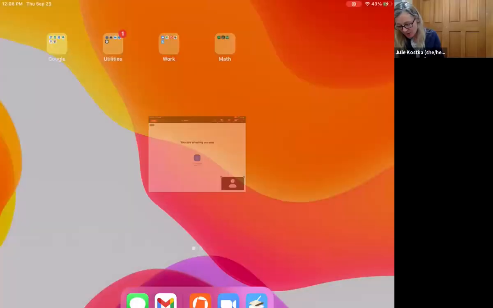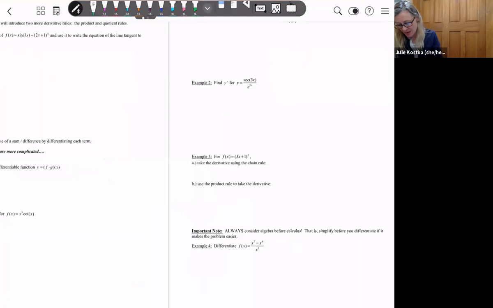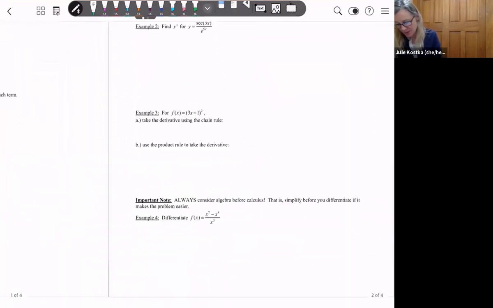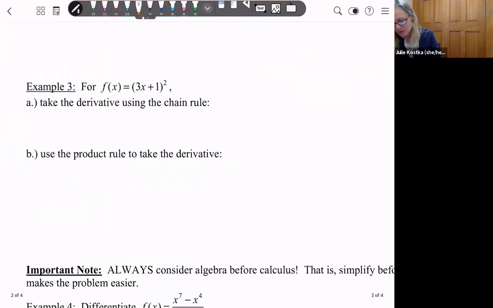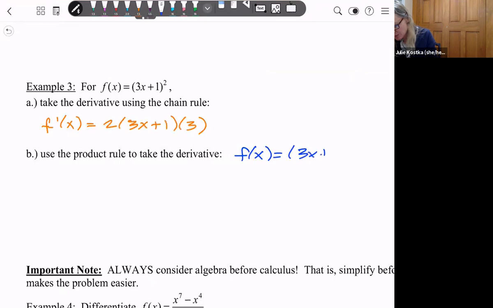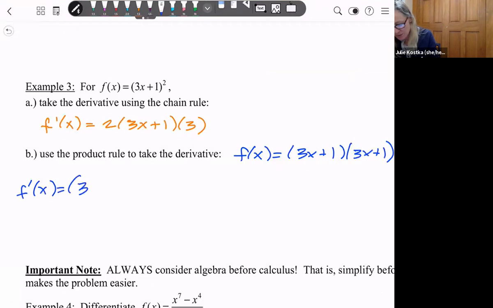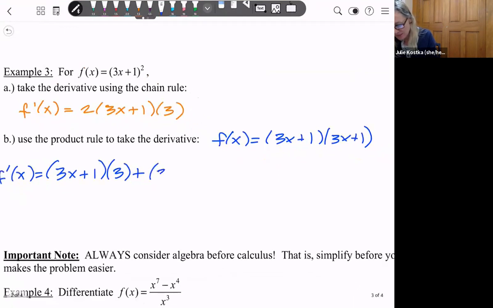So good, cool, good job, you guys. The cool thing is to see how they're the same. Now my notes should look like yours. So when we did the chain rule earlier, we had 2 times 3x plus 1 times 3. And what I just heard you guys do, and nice work, by the way, when we had f of x is 3x plus 1 times itself, you had f prime of x is the first times the derivative of the second plus the second times the derivative of the first. And I just want you to verify that you get the same answer.